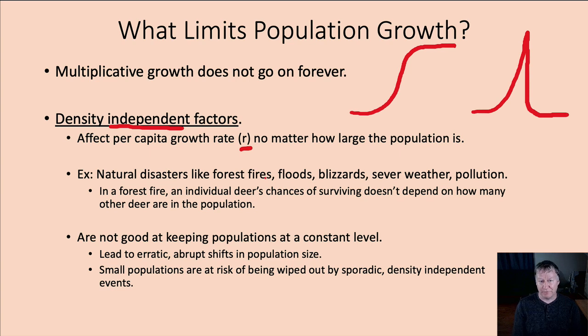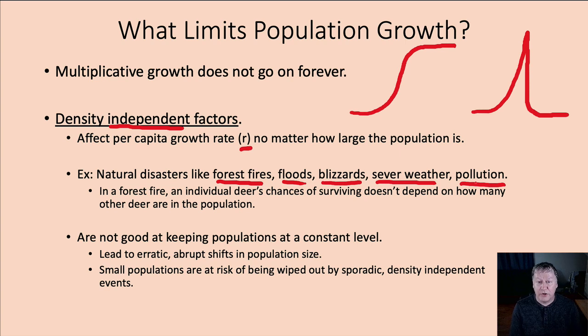And some examples of this would be natural disasters, like a forest fire, or a flood, a blizzard, severe weather, tornadoes, pollution. If there is a forest fire, a single individual deer's chances of surviving or not surviving does not depend on how many other deer are in the population. That deer might survive or not, because the fire doesn't care if there's a lot of deer or only one deer. It can still have an effect. So this would be density-independent factors.